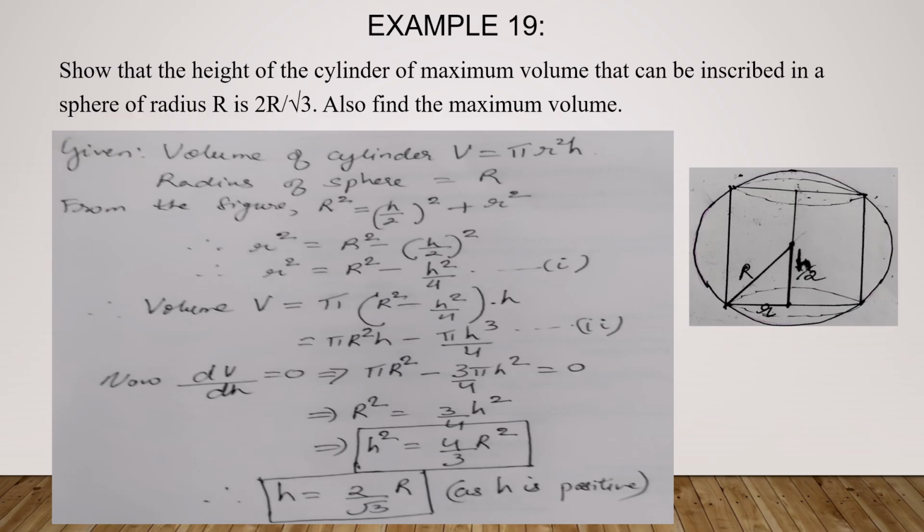Now find the derivative of v with respect to h. So dv by dh is equal to 0 will give you pi R square is equal to 3 upon 4 pi h square. So small h square is equal to 4 upon 3 R square. So h is equal to 2 by root 3 R. Why? Because it is always positive, so obviously we don't consider the negative value. H is equal to 2 upon root 3 R.